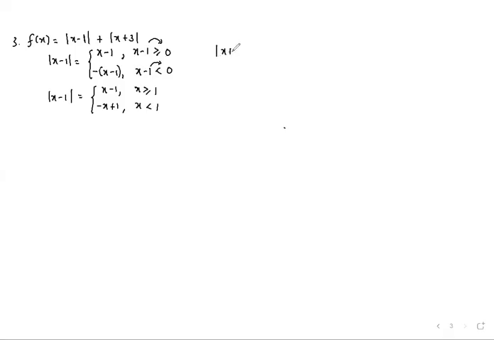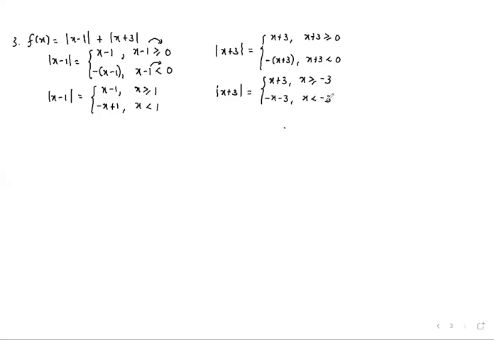Let's get the modulus of x plus 3. So again, this can be defined as x plus 3 if x plus 3 is greater or equal to 0, or minus x plus 3 if x plus 3 is less than 0. Now, what does that mean? That means that absolute of x plus 3 can actually be defined as x plus 3 if x is greater or equal to negative 3, and also minus x minus 3 if x is less than negative 3. So we have two definitions. We have this piece and this piece.